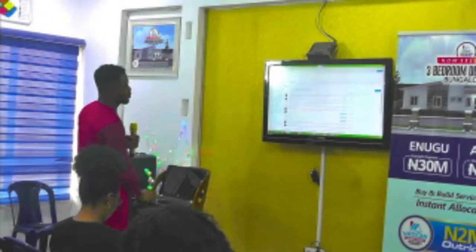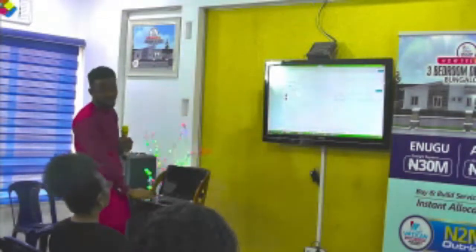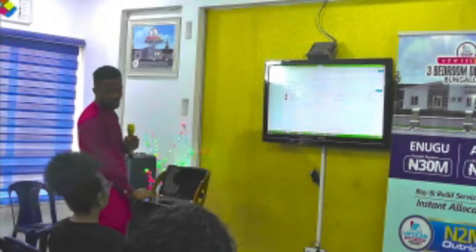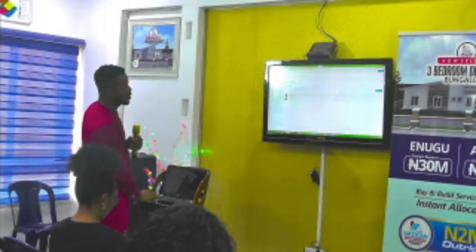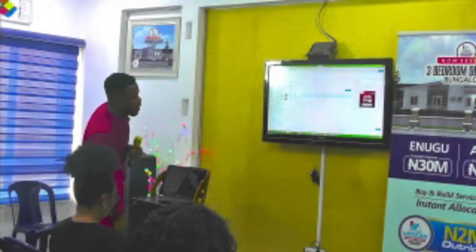So if you come to your scheduled posts, this is scheduled. If you click on this button, it will show you all the posts that you scheduled. So you can see them. This is the one we did from the phone. You can see everything from here. So in case you need to edit, you just click on the particular one you want to edit, and it will give you the option to edit.